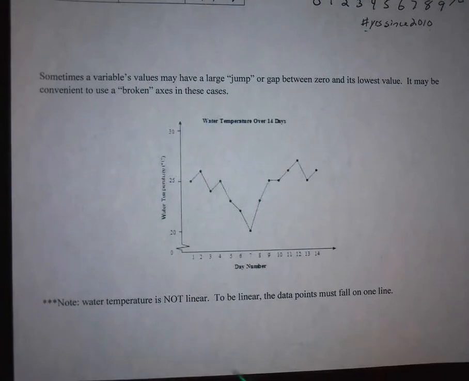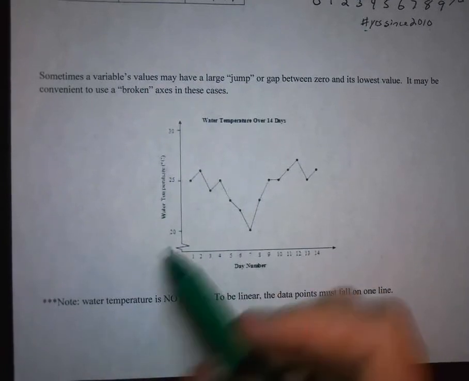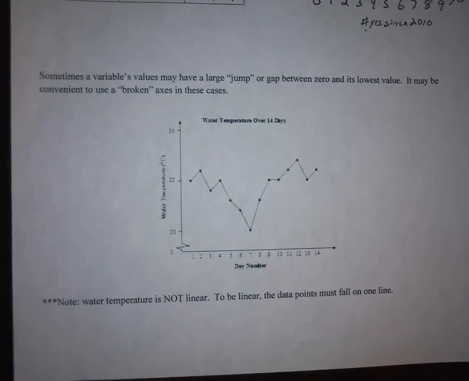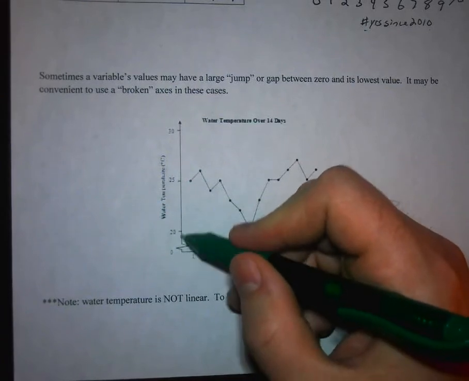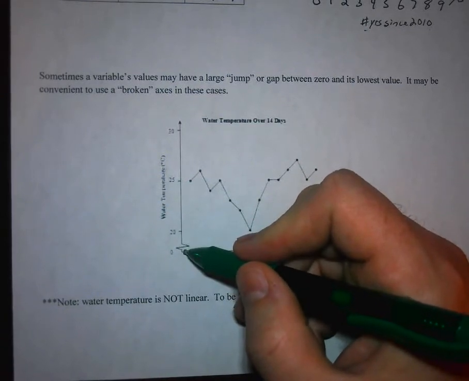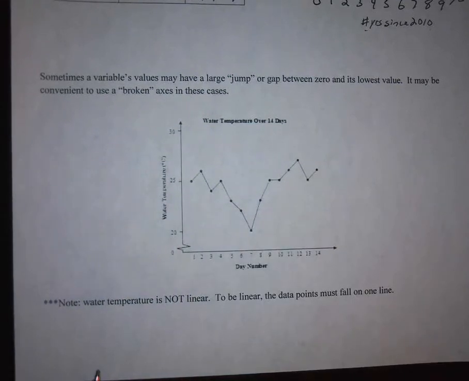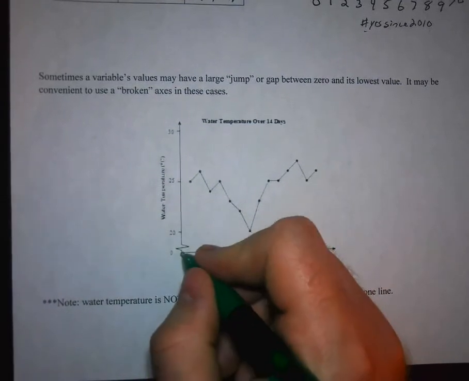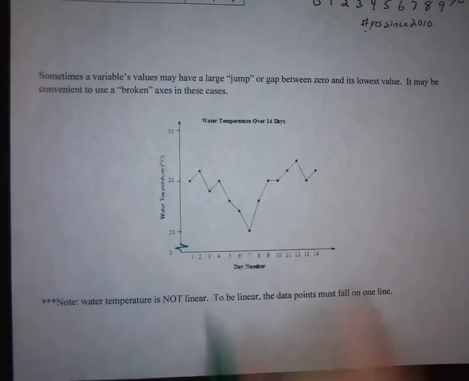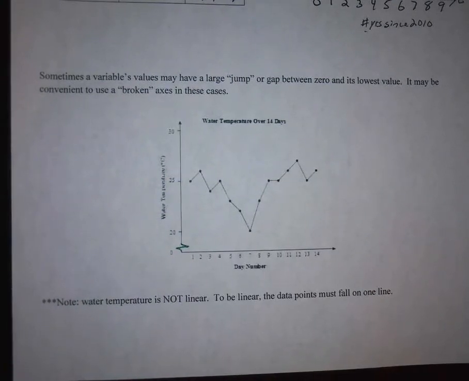So if you're just plotting points between 20 and 27, if you try to fit an axis in from 0 to 20, that's a lot of wasted space. So what you can do is do what we call a broken line axis or broken axes. And that's just putting a little squiggle in the axes, and then you can start wherever you want.